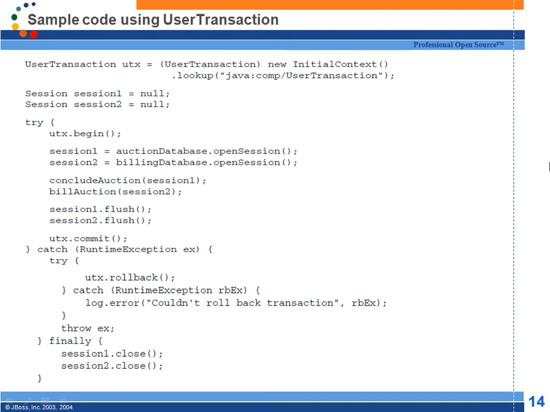Coming to this example, tell me how can I modify this code so that I need not flush the sessions, I need not pass a session object here to these methods.